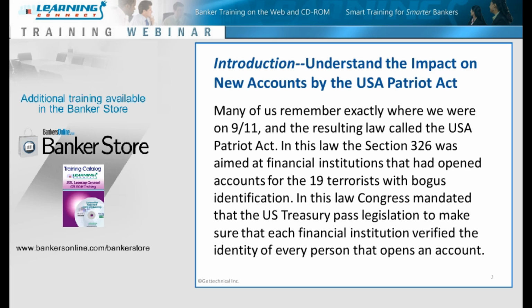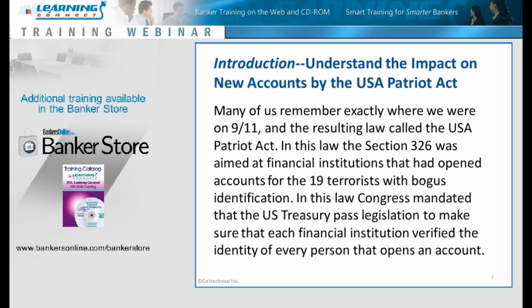But on 9/11, when the terrorist attack happened in New York City, there was a resulting law, and that law is called the U.S. Patriot Act. And one teeny little section of that Patriot Act, called Section 326, was just a few paragraphs, but it was aimed at the financial institutions that had opened the accounts for the terrorists with bogus ID and bogus tax identification numbers. So Congress came in and they said to the U.S. Treasury, you write some regulations, and the Treasury did, and those resulting regulations were called CIP.